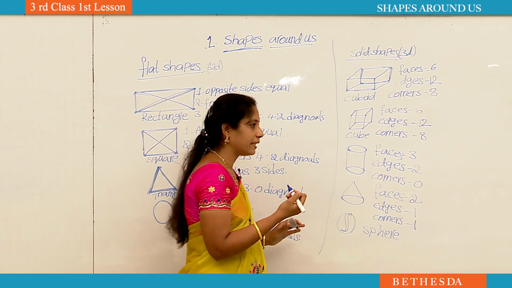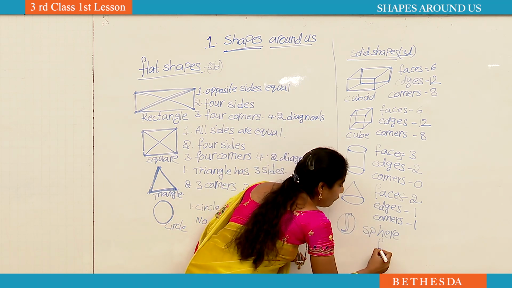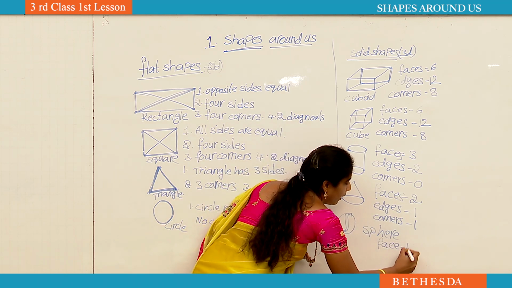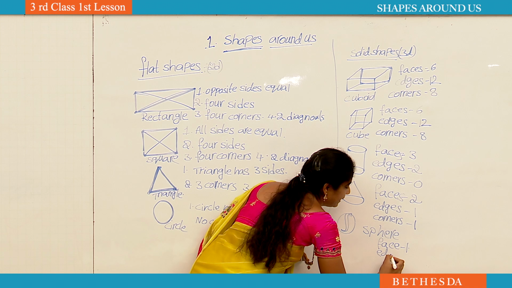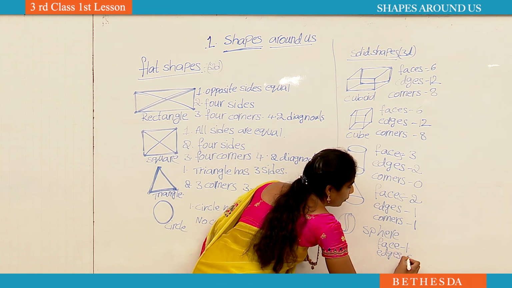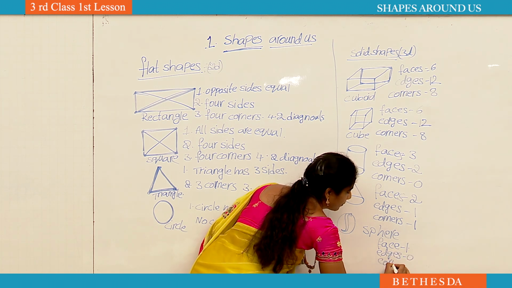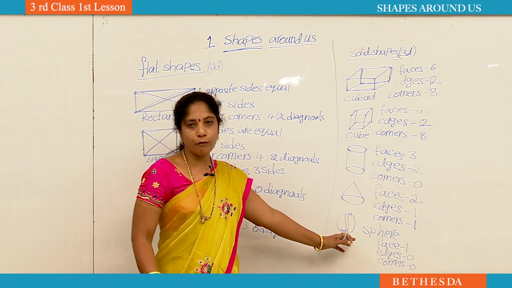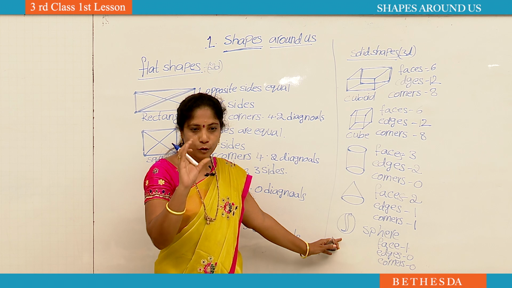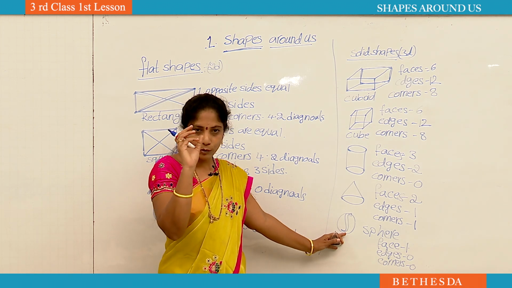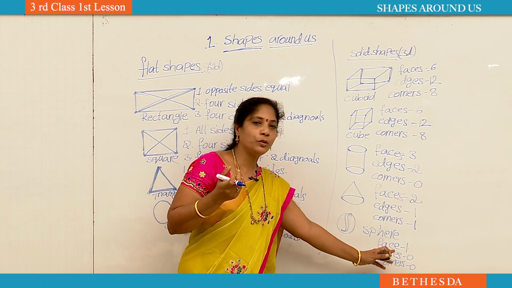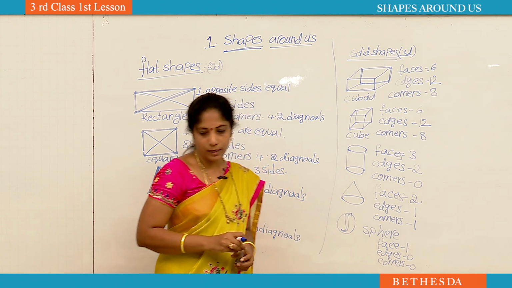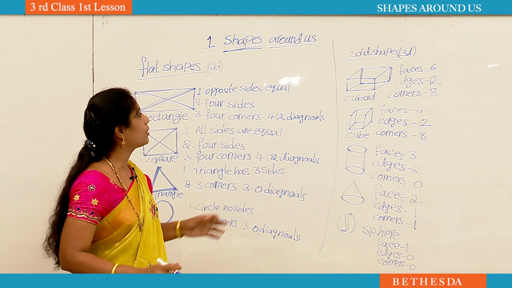How many faces does it have? It has only 1 face. And it has no edges and no corners. You have to observe your ball, it has only 1 face and 0 edges and 0 corners. These are the solid shapes.